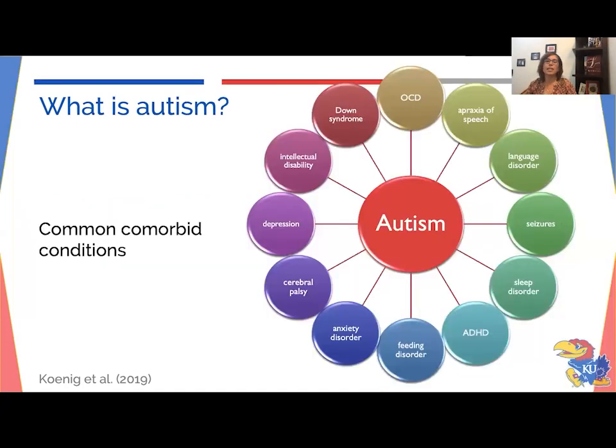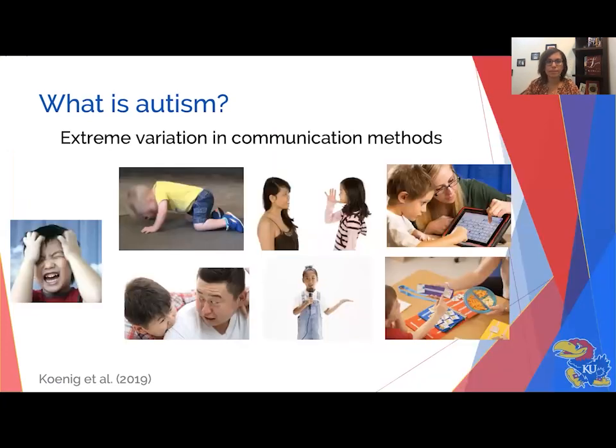And here are conditions that can occur alongside of autism. Common ones include intellectual disability and sleep disorders. And all children with autism have communication needs. And we often see extreme variation in their communication methods. And this is what our current discussion will focus on today.